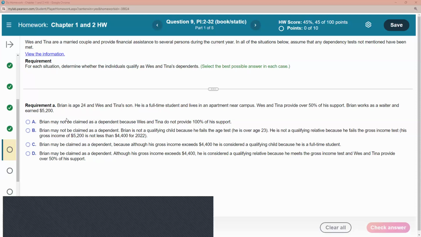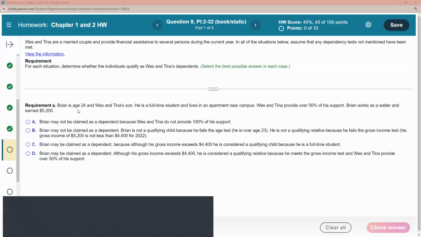So here we see Brian is age 24, and he's Wes and Tina's son. He's a full-time student, and he lives in an apartment near campus. Wes and Tina provide over 50% of his support. Brian works as a waiter, and he earned $5,200. So the reason why this doesn't qualify, all right, Brian, how old is he?